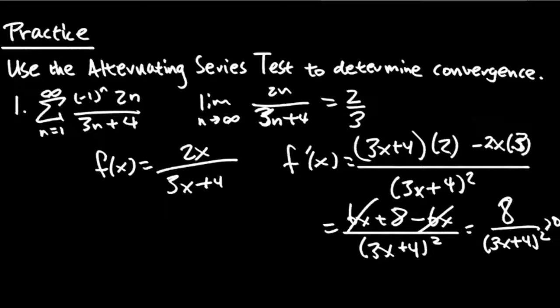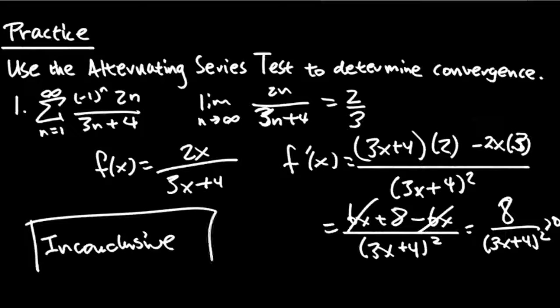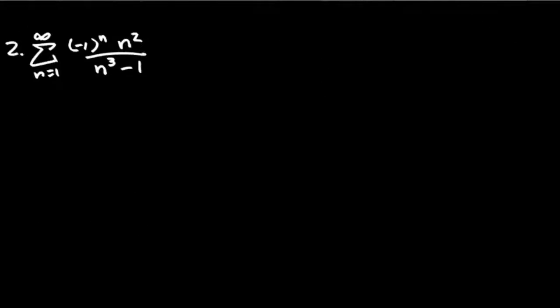Therefore, the alternating series test tells us absolutely nothing. It doesn't tell us if the series will converge or not. So this is inconclusive actually. I wanted to use this one to show an example of when this would be inconclusive. So let's try something else. Let's go to the next one and see how that works.